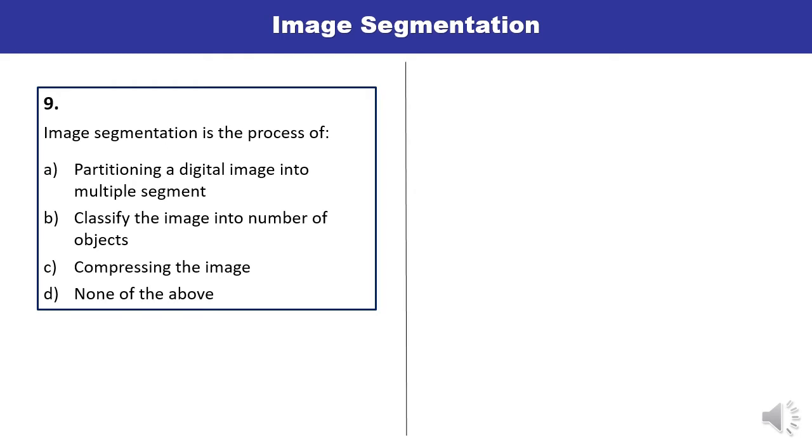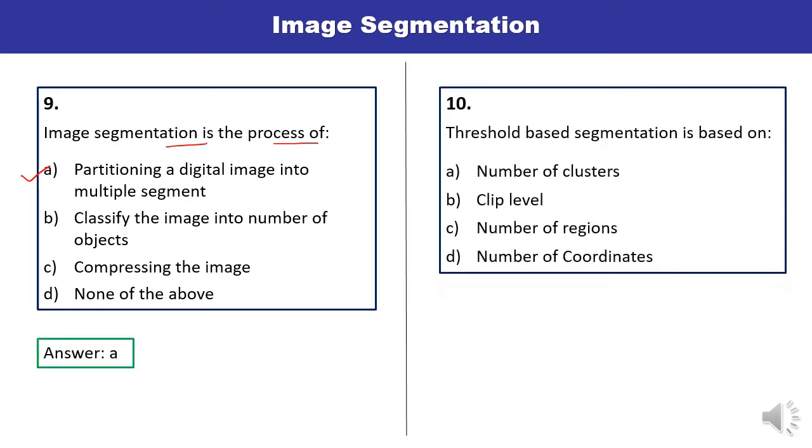Question number 9 is, image segmentation is the process of what? Partitioning a digital image into multiple segments, classify the image into number of objects, compressing the image, or none of the above. So image segmentation is actually a process of partitioning an image into multiple segments, means A is the correct answer. Question number 10 is, threshold based segmentation is based on? Threshold based segmentation is based on number of clusters, clip level, number of regions, or number of coordinates. So it is actually based on clip level. Correct answer.